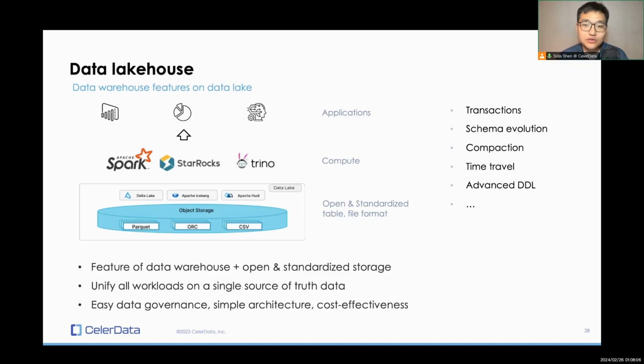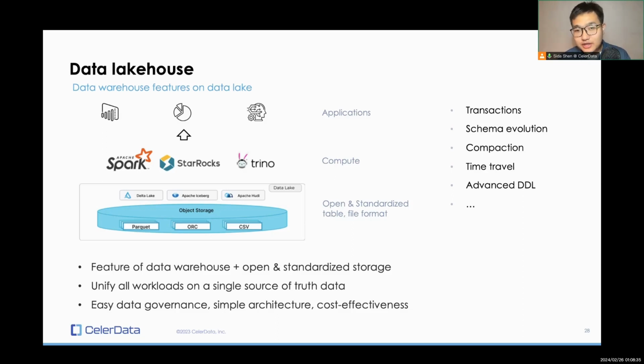First, there's only one copy of data you need to worry about, and that significantly simplifies the data governance challenge. And also, there is only one storage you need to worry about, and you connect all of the applications to that one storage. That simplifies the data architecture as well. And overall, it greatly improves the cost effectiveness of your whole data architecture.